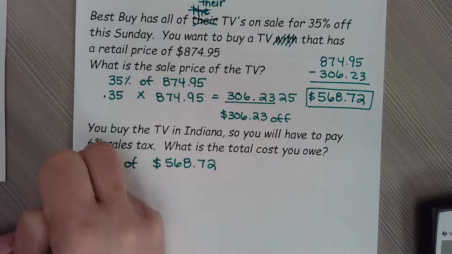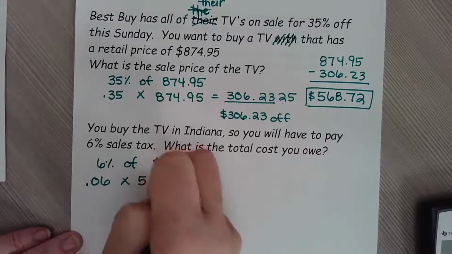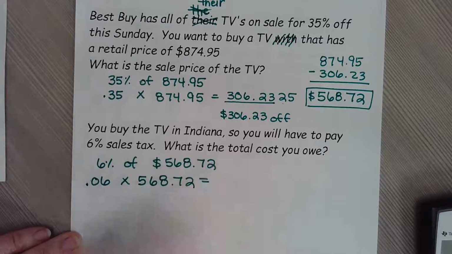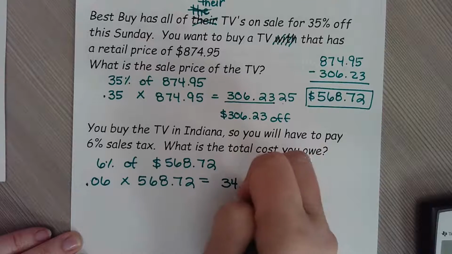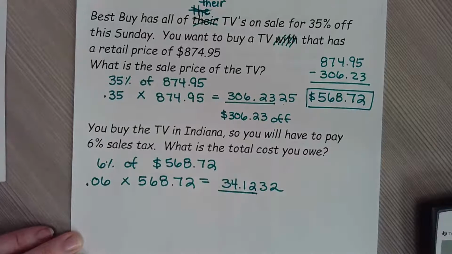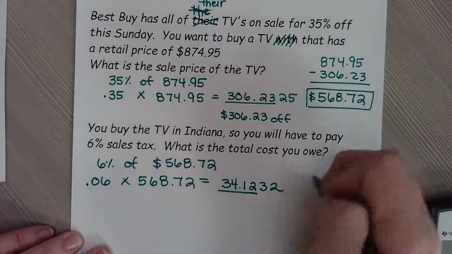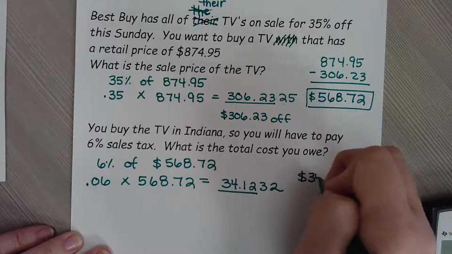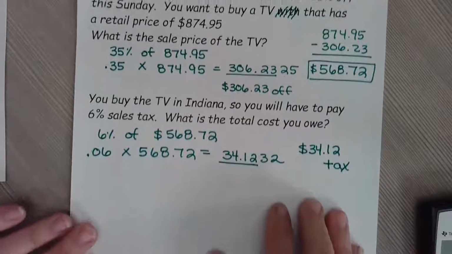$568.72, 0.06 times 568.72. In a calculator, you would get 34.1232. So we want to round to the nearest penny. That third digit says leave it alone. So $34.12 is how much you're going to have to pay in tax.